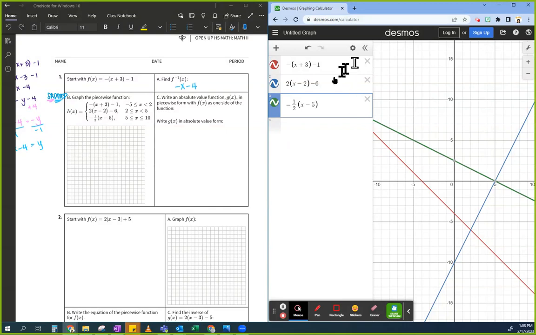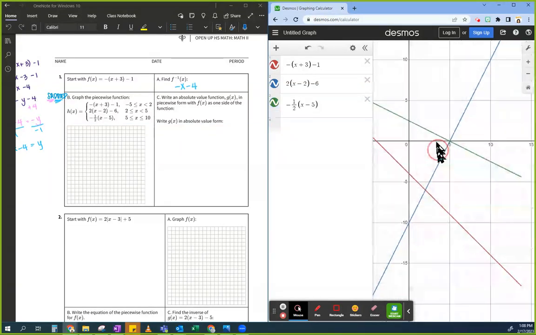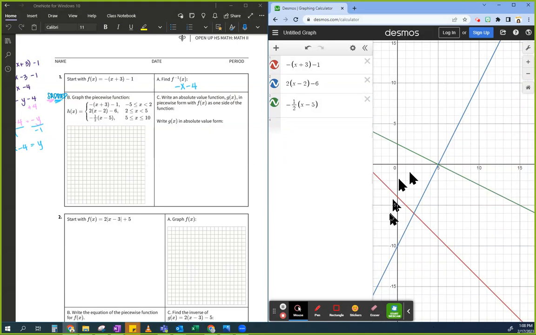Okay, so you have this huge graph here. It's like there's many lines and stuff, but it's clearly not a function, all three of them together. So we've got to take pieces and parts and put them together into one function, okay?